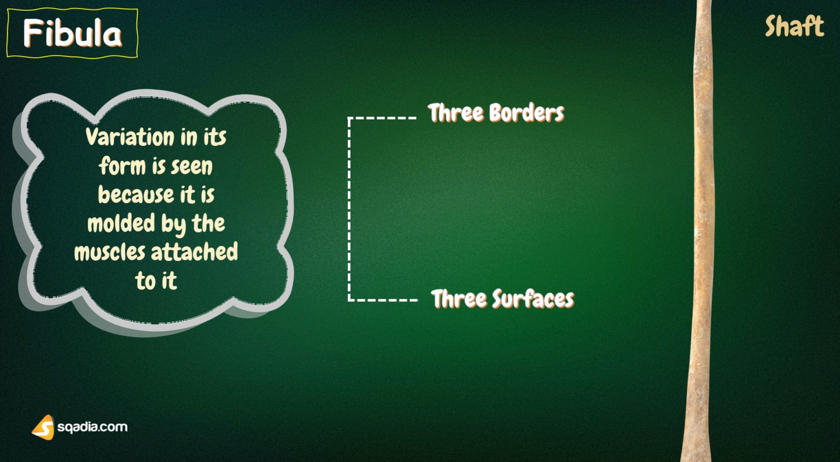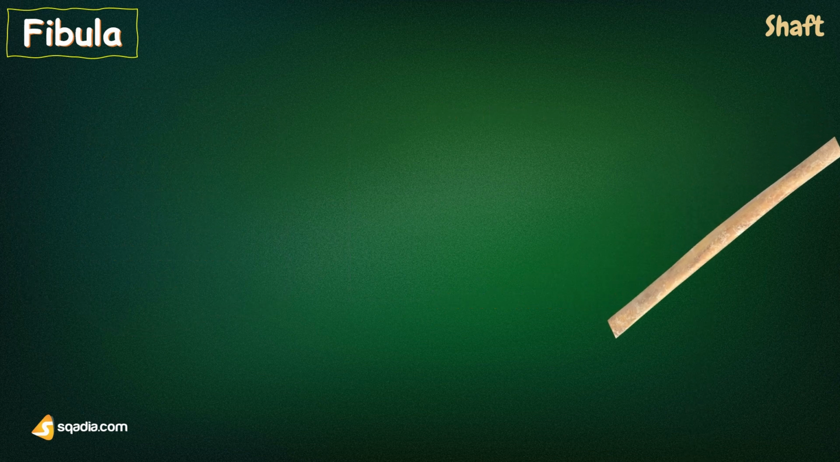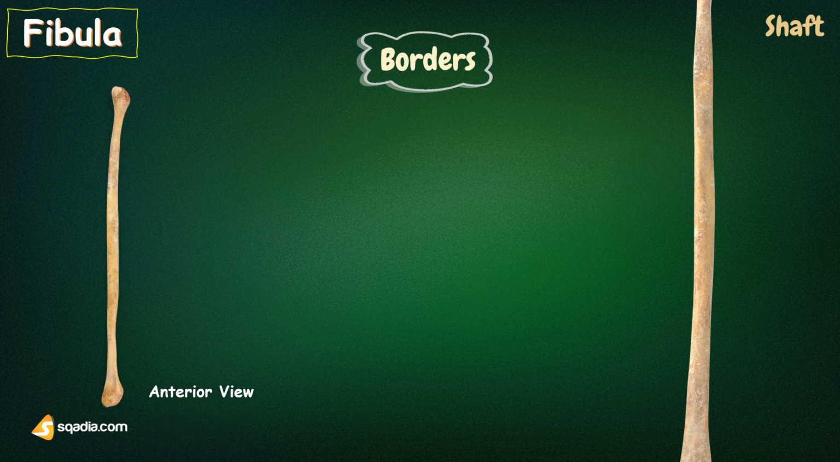If you look at the shaft of the fibula, the shaft shows considerable variation in its form because it is molded by the muscles attached to it. It has three borders: anterior, posterior, and interosseous borders, and three surfaces: medial, lateral, and posterior surfaces. The anterior border begins just below the anterior aspect of the head. It is continuous with the lateral surface of the lateral malleolus.